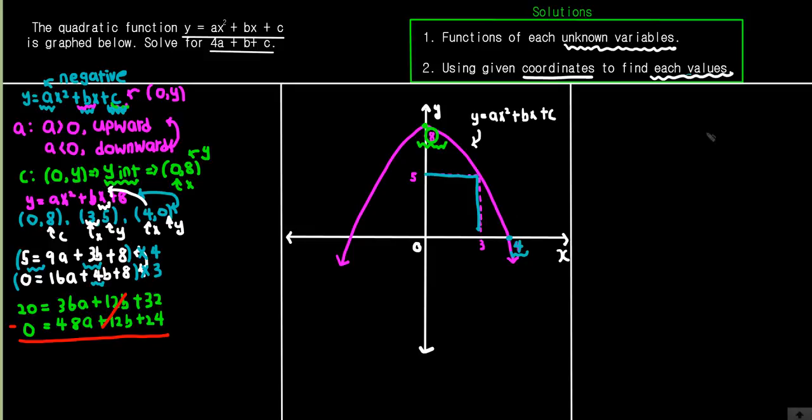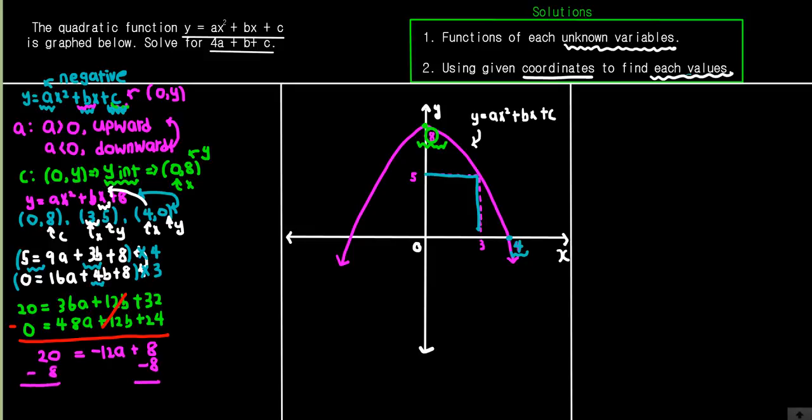And for the next step, we have 32 minus positive 24, which is going to be positive 8. And then we have 36a minus 48a, which is going to be negative 12a, and that will be equal to 20 minus 0, which is just 20. But we need to isolate this a term in order to find its exact value, by subtracting 8 from both sides.